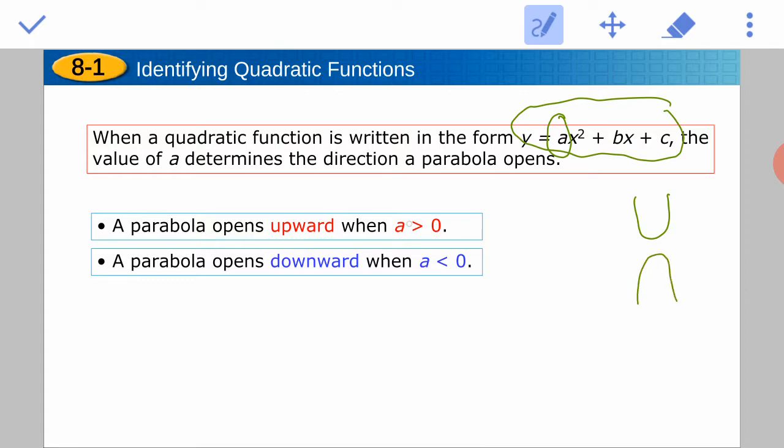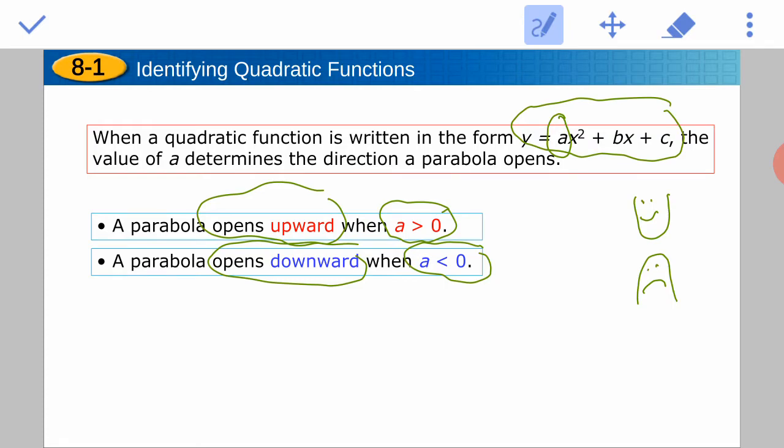How do we know? If the value of a is positive, if it's greater than 0, the parabola opens upward. It's a happy face parabola like this one. And if a is a negative number less than 0, the parabola opens downward. It's a sad face parabola like that one.